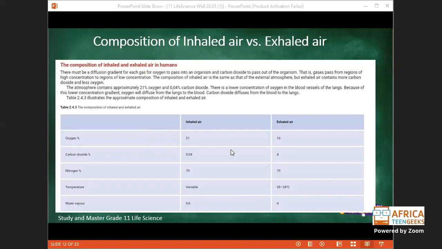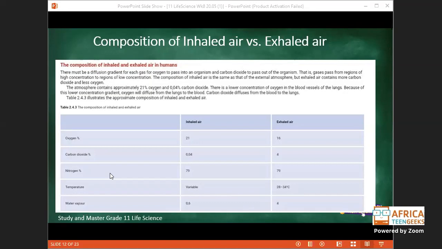Okay, then table 2.4.3 illustrates the approximate composition of inhaled and exhaled air. So basically, guys, what we have just read there is what we have been saying throughout this lesson. Okay, so now let us look at the composition. So oxygen in inhaled air is around about 21%, and exhaled air, it is 16%. Rather, let us first look at inhaled air, the composition of each of the gases present in inhaled air. So carbon dioxide, which is present in the air that we inhale, is 0.04%.